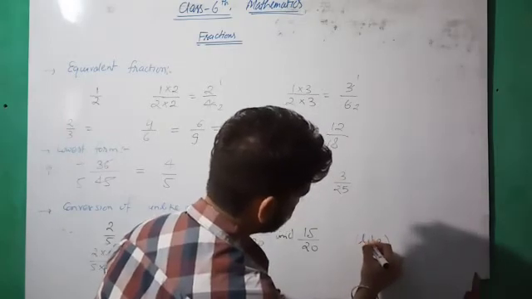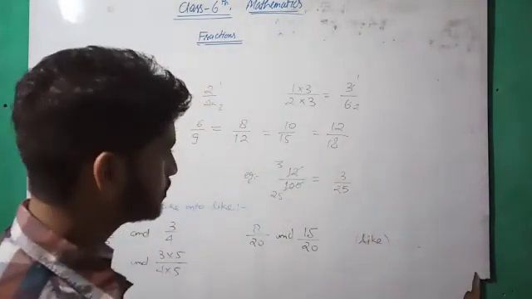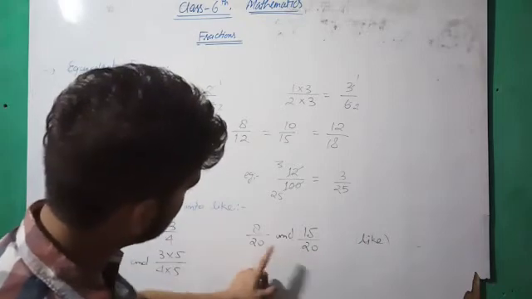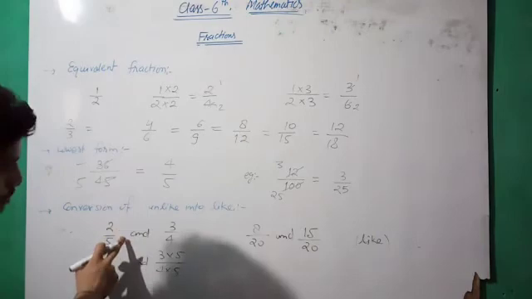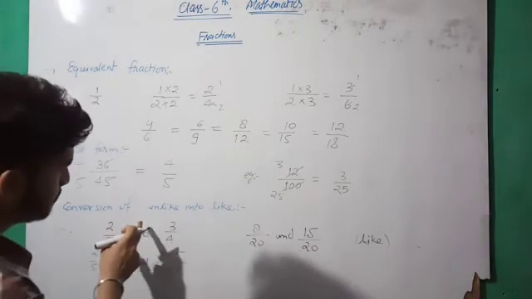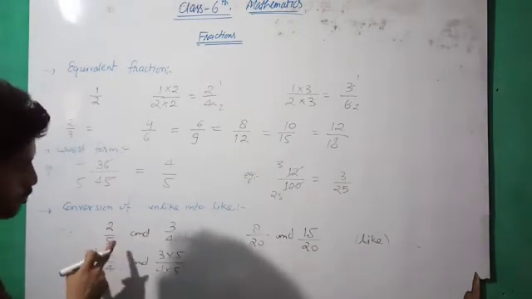Also we can say which one is greater and which one is smaller. 15 upon 20 is greater than 8 by 20. It means 3 by 4 is always greater than 2 upon 5. So we can say that 3 by 4 is larger than 2 upon 5.